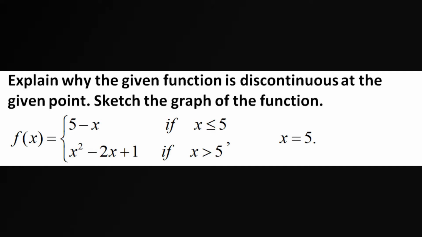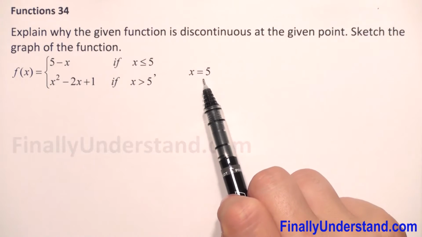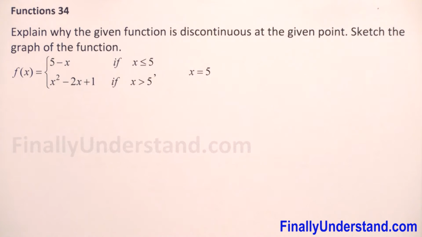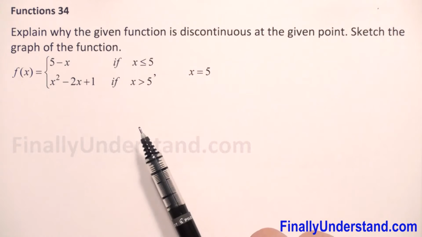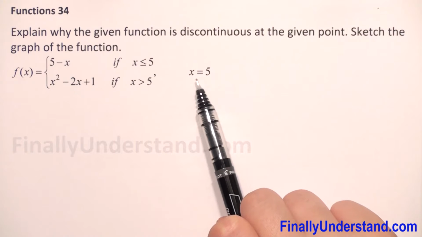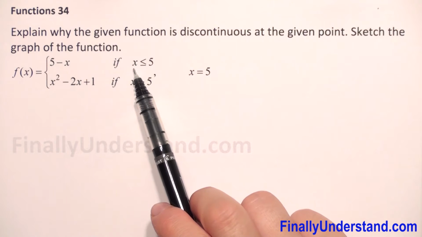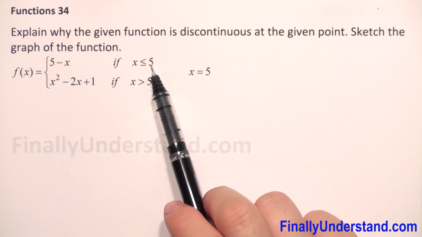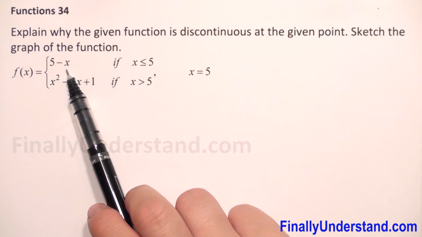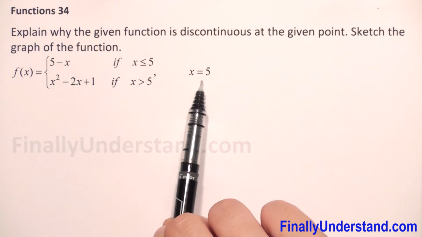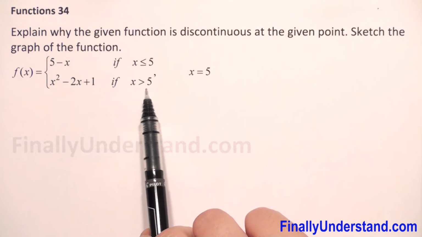We have to explain why the given function is discontinuous at the given point. We have x equals 5. We know that the function is continuous at the given point if and only if it meets three conditions. So first we have to check if x equals 5 belongs to the domain of our function. We have for x less than or equal to 5 the function 5 minus x. So x equals 5 belongs to the domain of our function.